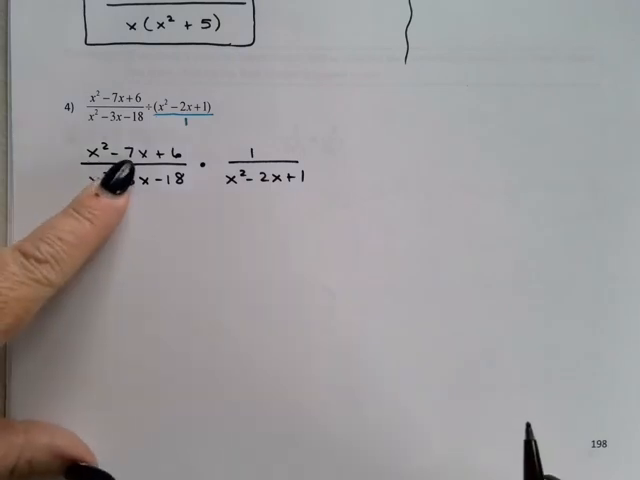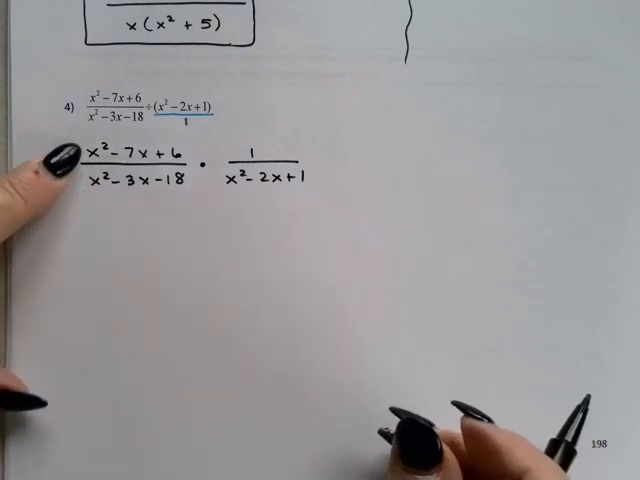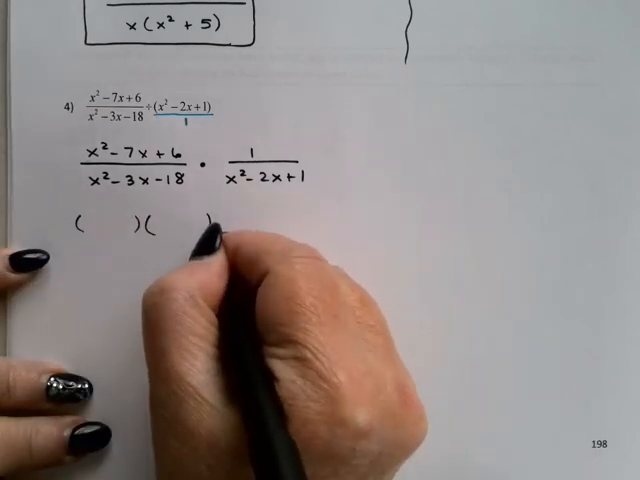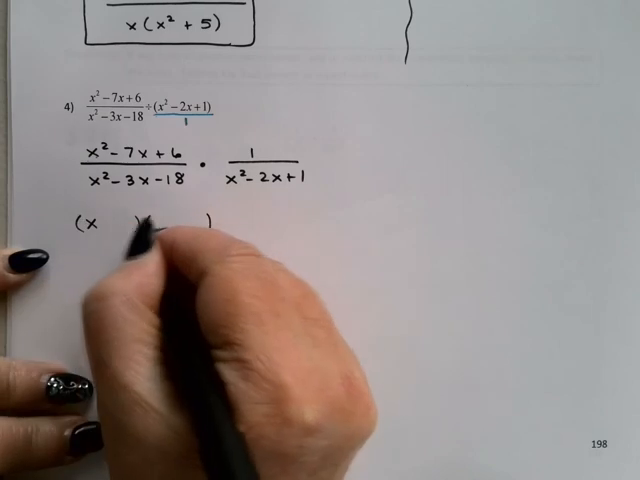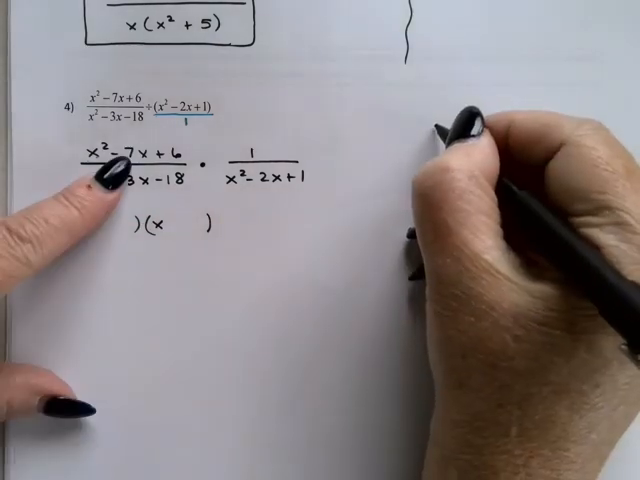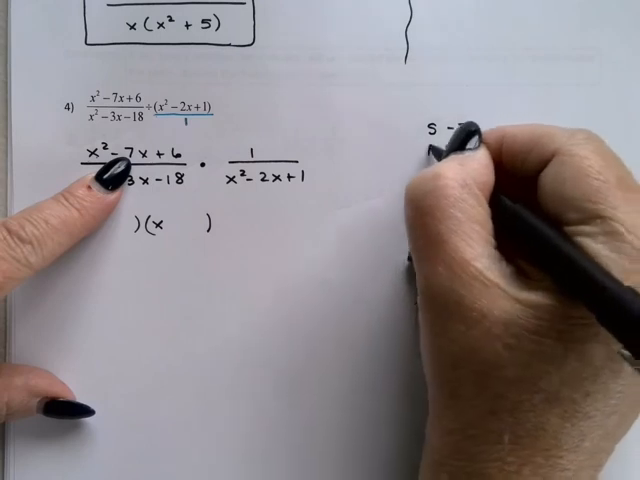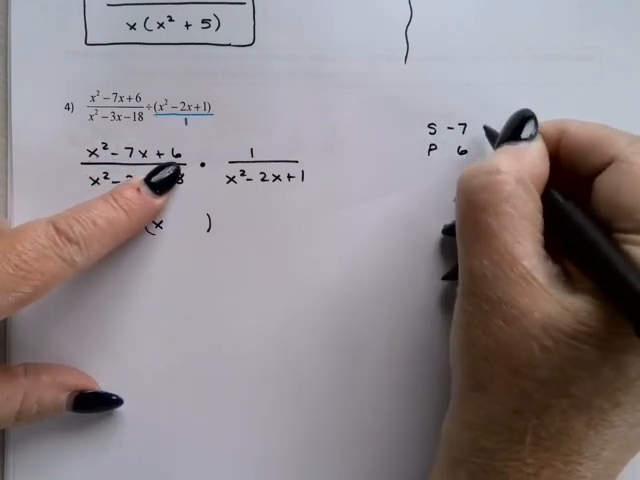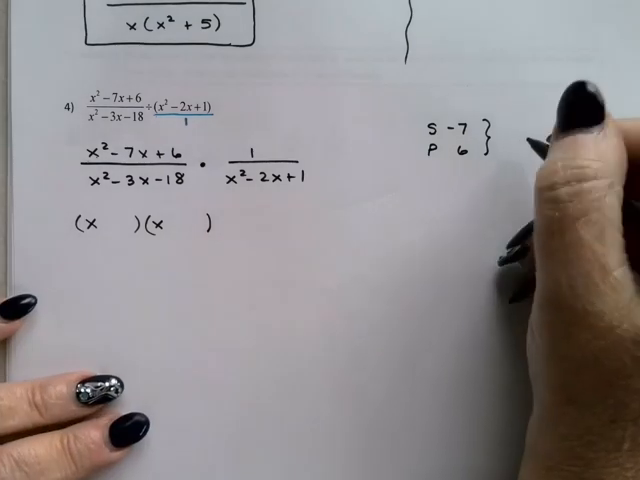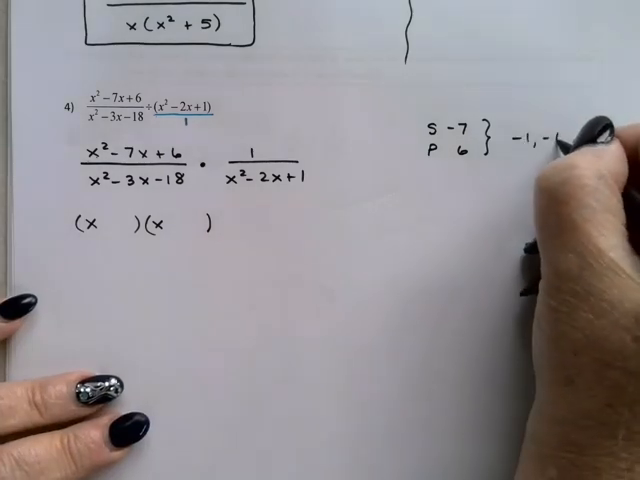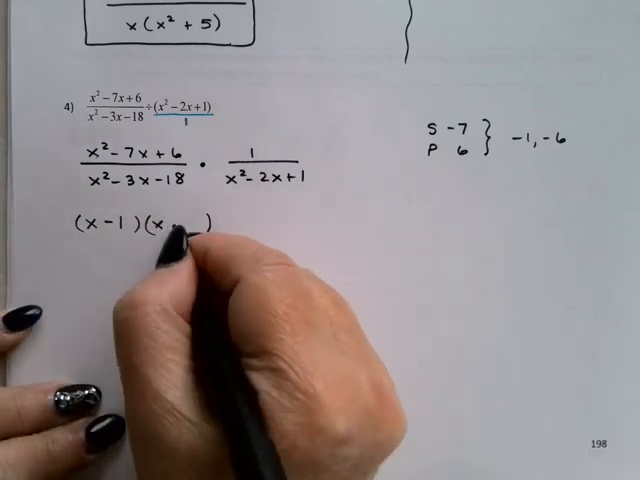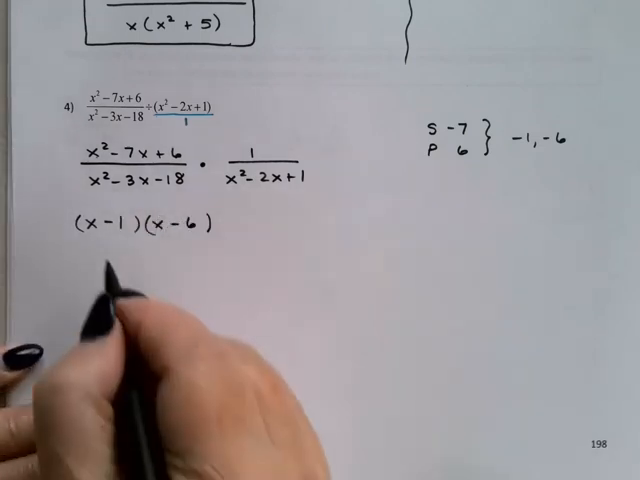To factor that numerator, I have a trinomial, but the leading coefficient is 1, so I can actually take the shortcut here. X squared is x times x. And then looking for a sum of negative 7, product of positive 6. Let's see, it looks like maybe negative 1 and negative 6 would do that. So x minus 1, x minus 6.